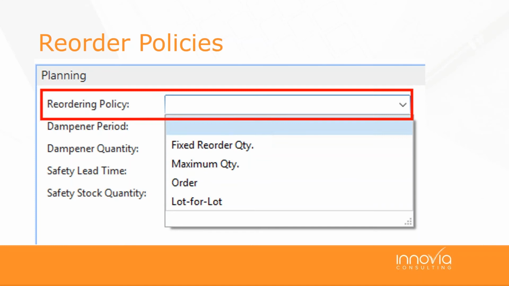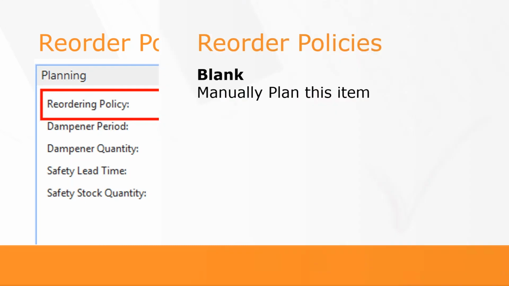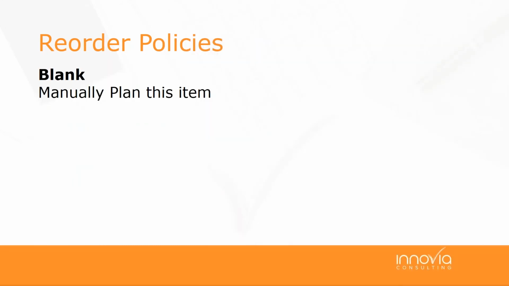But back to reorder policies, we have 5 different ones. These are stored on each item or SKU card. If you're running stock keeping units, kind of an interesting name in NAV, stock keeping units are by location. There are 5, and we're going to go through each one of these in detail. And like I said, any question is fair game.